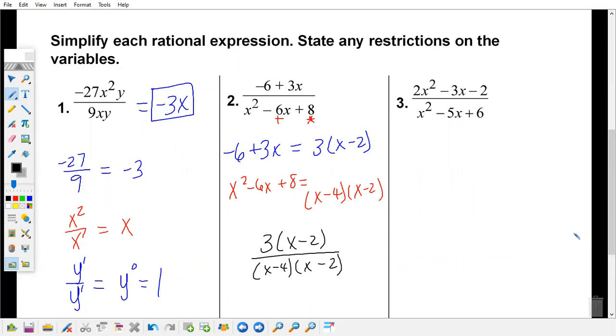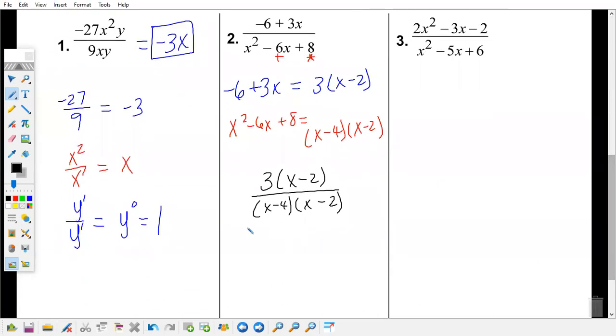So we factored everything. We rewrite it as multiplication of the factors. And now we're going to simplify. Simplify means to eliminate. So what can I eliminate? X minus 2. And what am I left with? 3 over x minus 4.